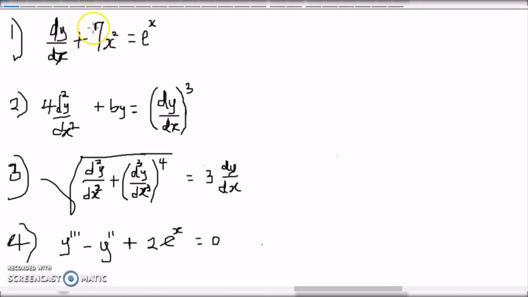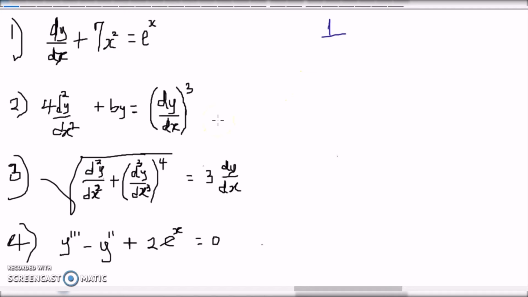Now look at this question here. We have just one differential coefficient in this question, and that is dy/dx. What is the order of this dy/dx? It is just 1, because it is just dy/dx. So the order is 1 from here. dy/dx is the first derivative. That implies that the order of this particular differential equation is equally 1.